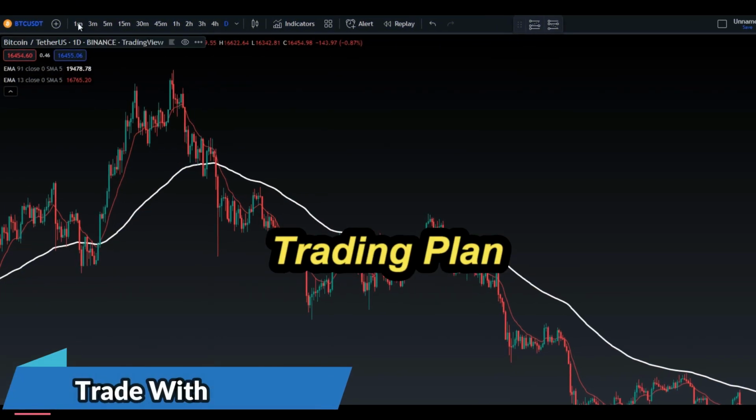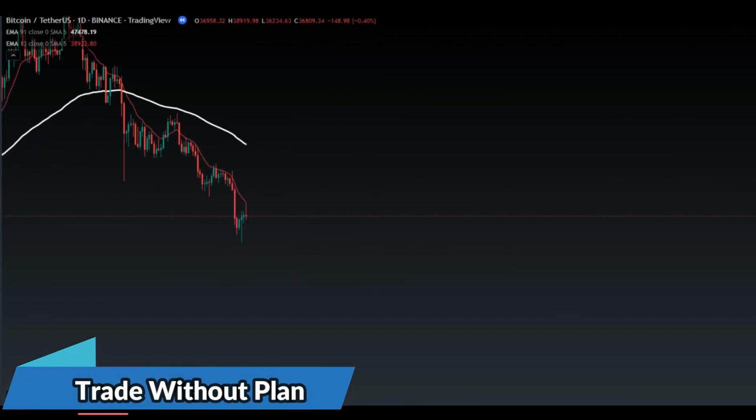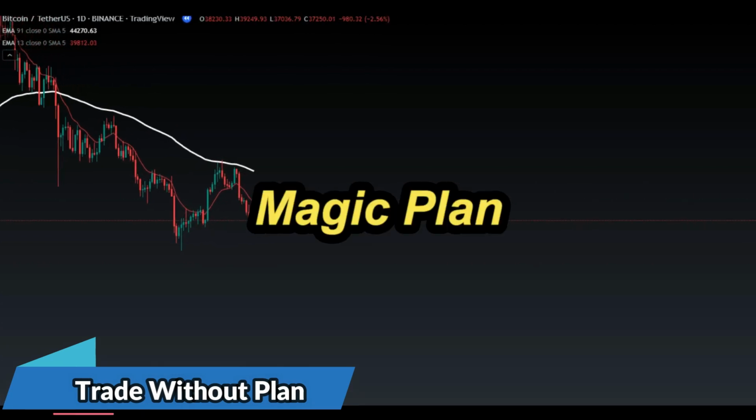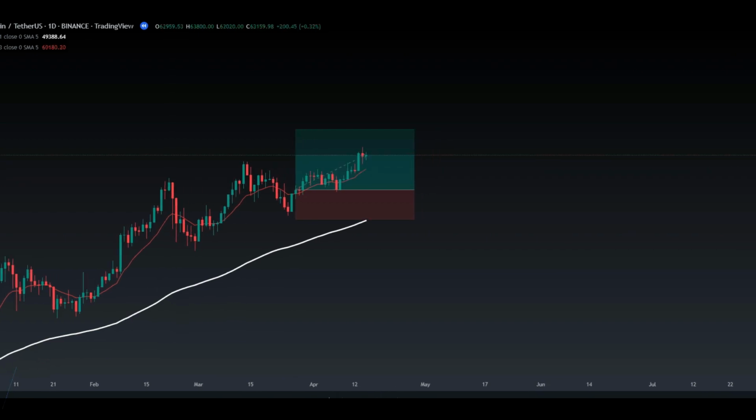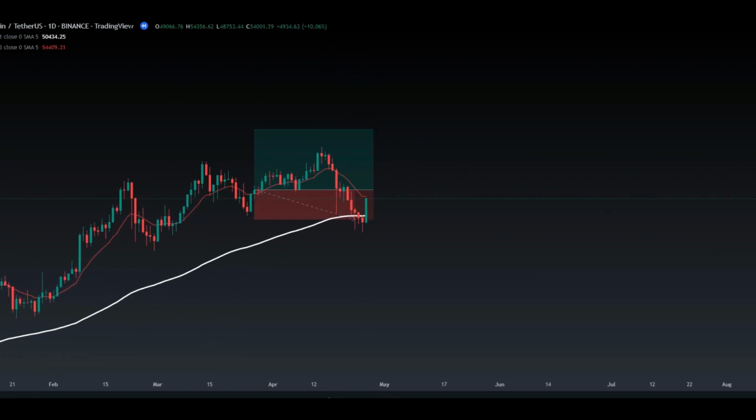Now, in order to be successful, you also need a good trading plan. In day trading, the trading plan is so important. But if you don't have a trading plan, then there is one magical plan that will surely work, and that plan is called losing money plan. So let's create the plan.